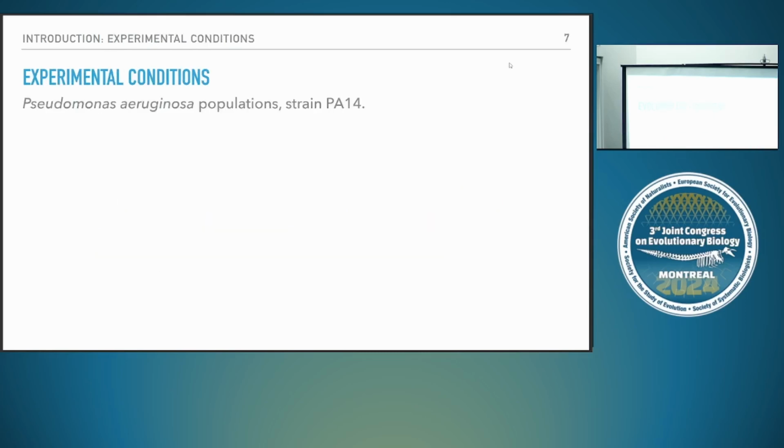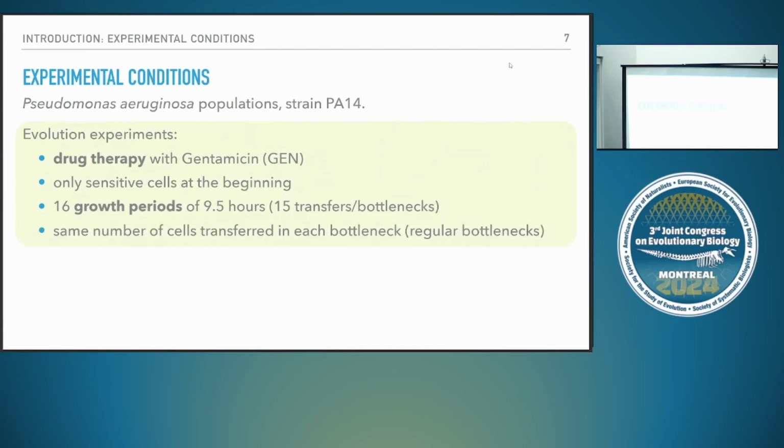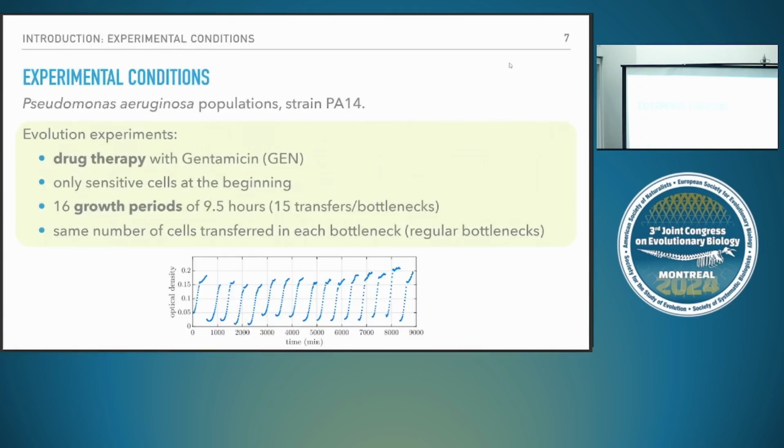In the experiments, they considered Pseudomonas aeruginosa populations, strain PA14. They had a drug therapy with the antibiotic gentamicin, with only sensitive cells at the beginning, which is very common in this type of experiments. There were 16 growth periods of 9.5 hours, so this means 15 transfers or bottlenecks. And they had a particular case where the same number of cells was transferred in each bottleneck, something called regular or absolute bottlenecks. So the bottleneck size was constant in this particular setting. And this is more or less how the optical density looked like over time for this experiment.